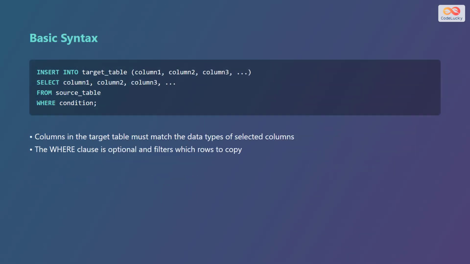The basic syntax of the insert into select statement is as follows: insert into target table, followed by the list of columns into which you want to insert the data. Then, select the columns from the source table from which you want to retrieve data. An optional where clause can be added to filter the rows that you want to copy. Ensure that the columns in the target table match the data types of the selected columns from the source table. The where clause is optional and allows you to filter specific rows to copy based on certain conditions.